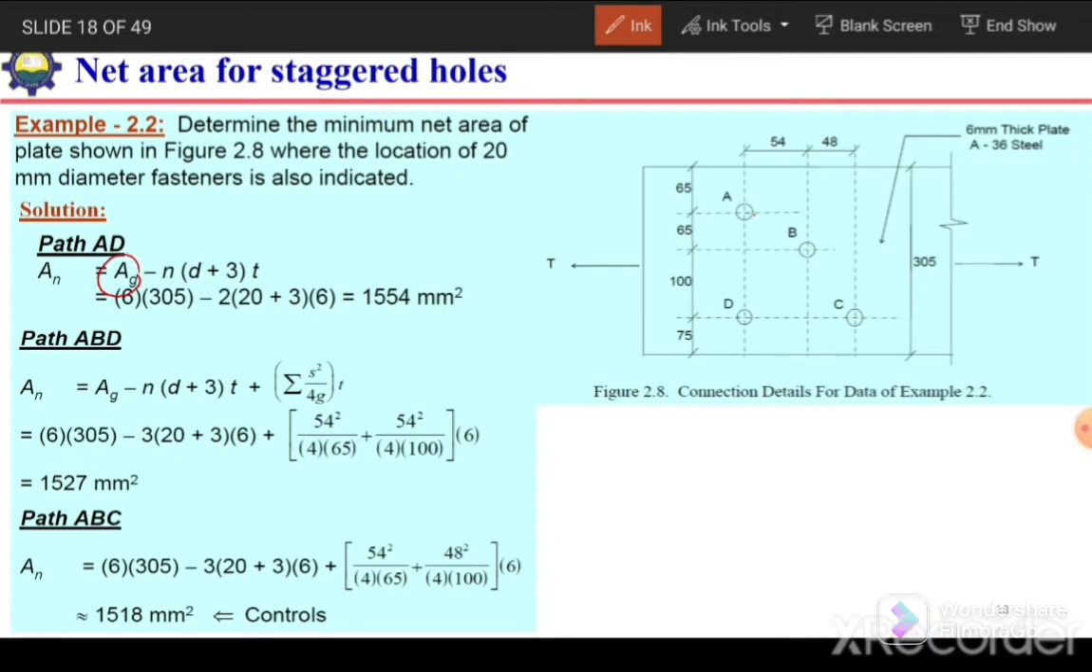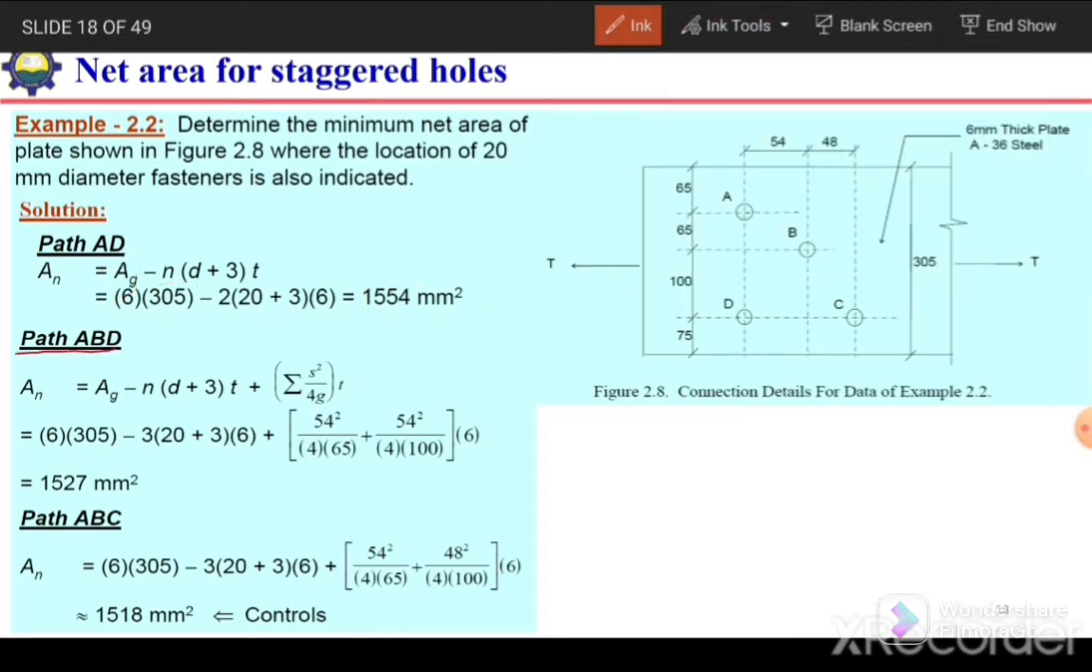So gross area, so we know the total width which is 305 for this plate, and its thickness is how much? 6 millimeter. So 6 multiplied by 305, it will give us the gross area. So we need to check how many holes will come in this path. So A and D is 2 holes, so n will be 2 times diameter of bolt plus 3 allowance for the hole diameter as well as for the damage, times thickness. So it will give us this area. So n times (d plus 3) t. So here we don't have any stagger, so we need not add s square over 4g.